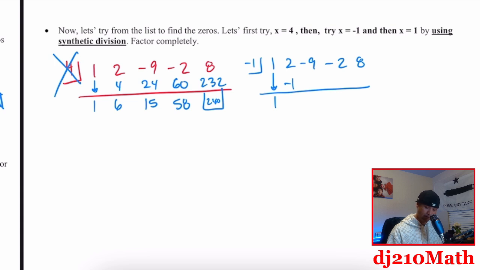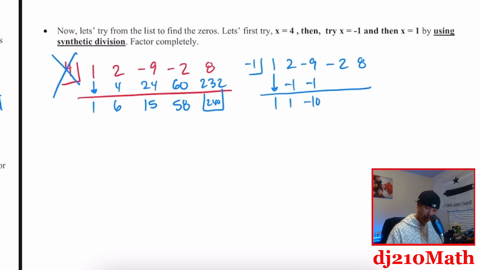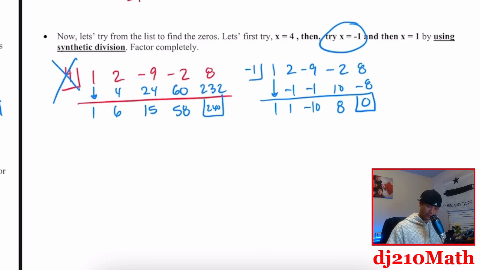When you add, positive 1 times negative 1, when you add, you get negative 10, makes positive 10. This is going to be 8 times negative 8 gives me 0. Okay, so negative 1 works. So negative 1 is definitely a 0, so we'll just put that off to the side. Okay, so now they say to use x equals 1.